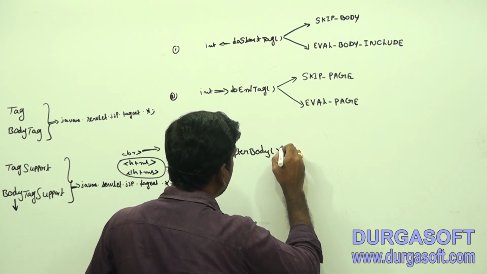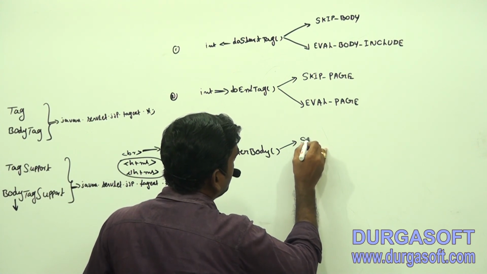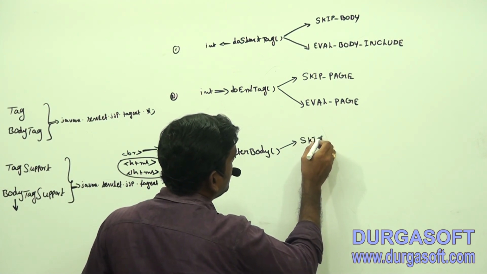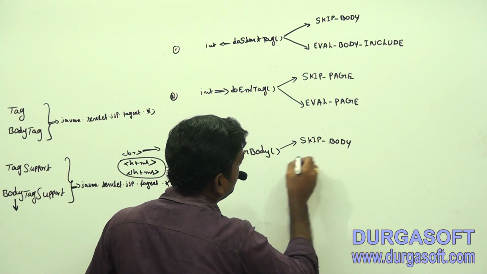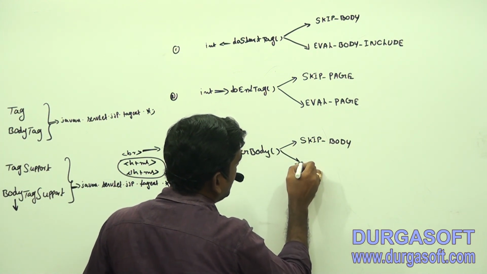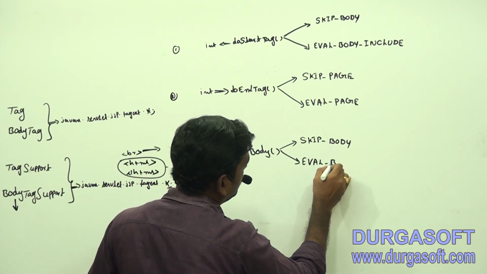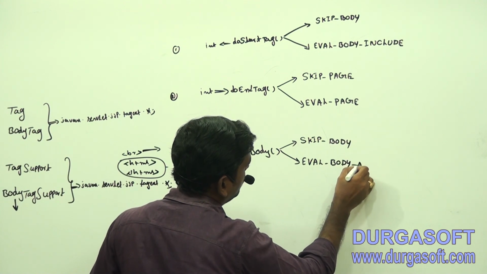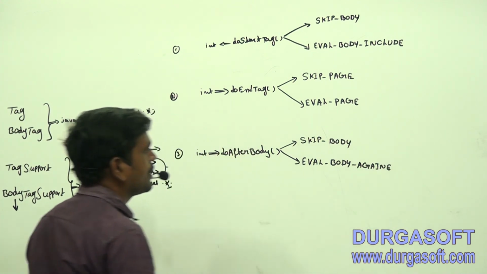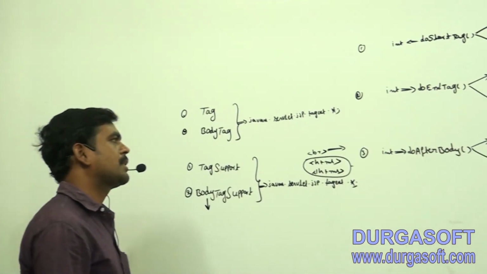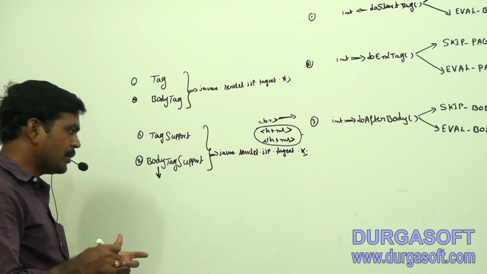Now the return values of this doAfterBody method are, number one, SKIP_BODY, and number two, EVAL_BODY_AGAIN. Like this we can take EVAL_BODY_AGAIN. This is doAfterBody.